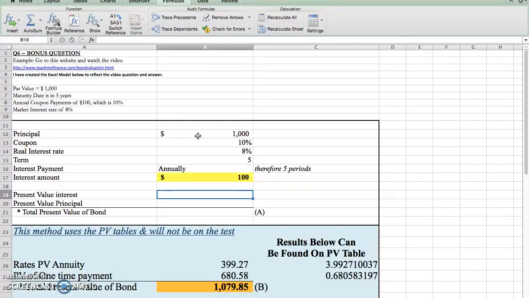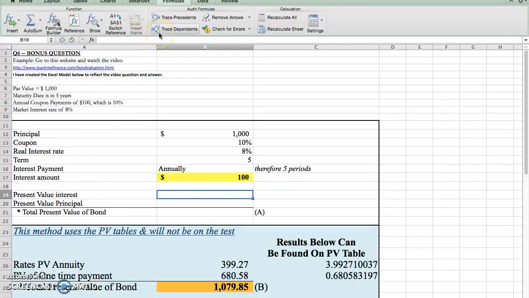Now, when we use present values over here, we're always going to use the real interest rate or the market rate to discount. So if you see, I've already left the formulas in here for you, so I'm expecting the answer to come back at 1,079.85, which is greater than 1,000, so I'd have to pay 1,079.85 to get into this bond. But I want to show you the Excel calculations because that's what you're going to be doing in the 4 questions and on future quizzes.